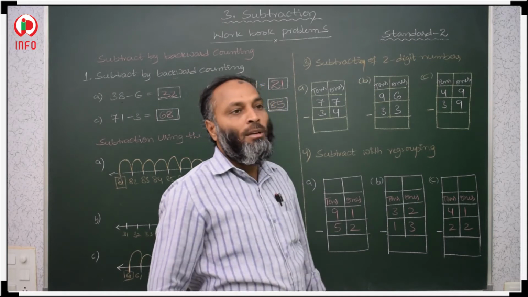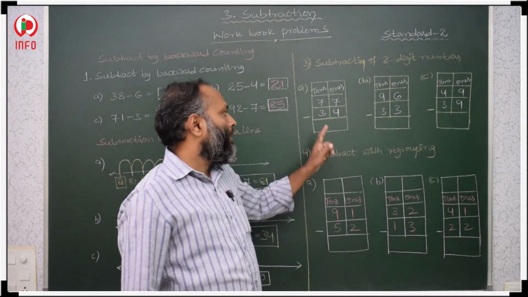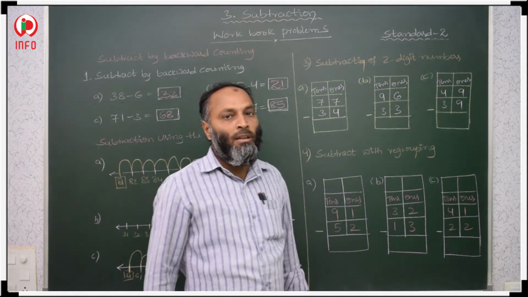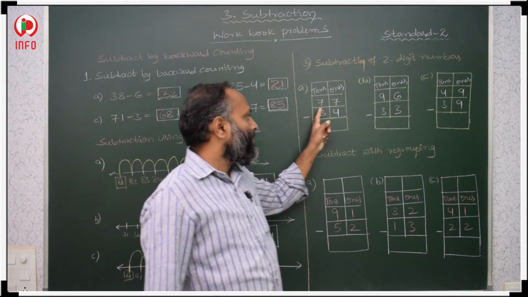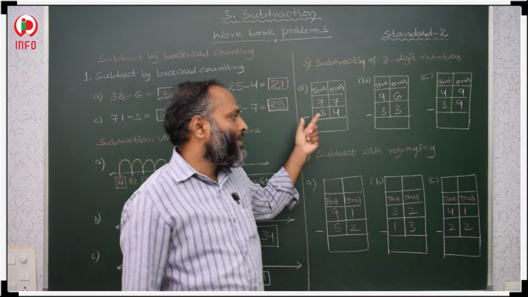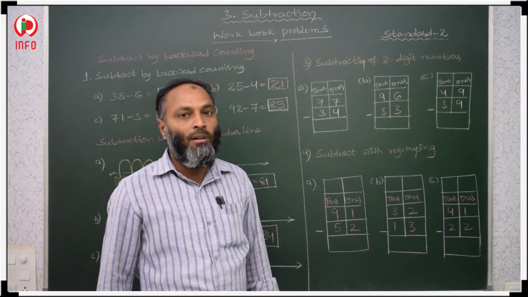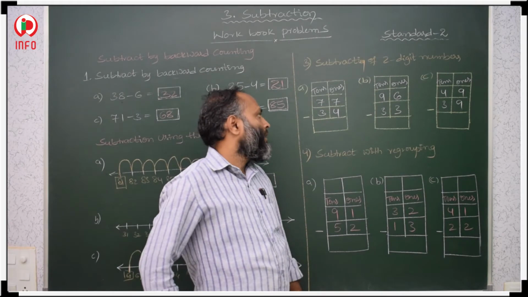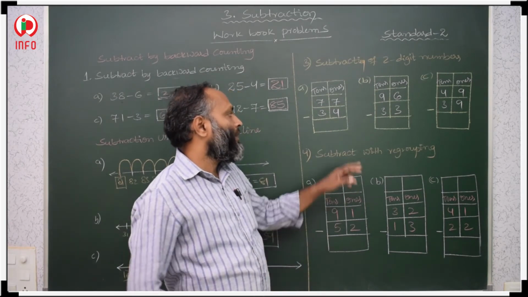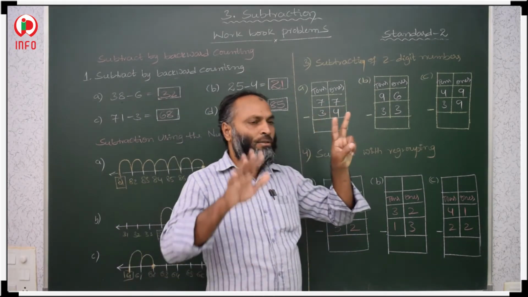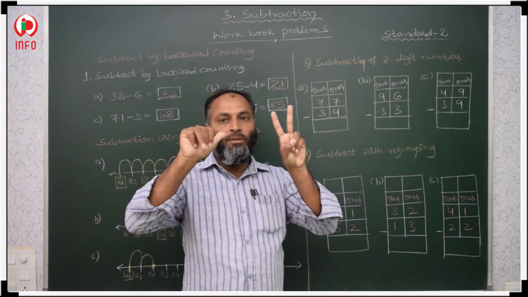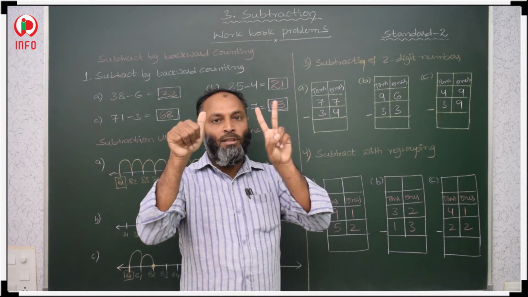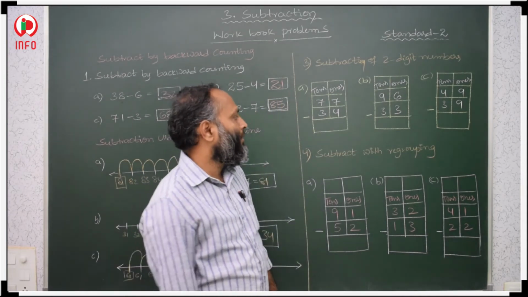Then subtraction of two-digit numbers. Three questions are given, and in these questions we have to subtract. First, second, and third. This is without regrouping. How do we do it? Here 7 is the total. 7 minus 4. How many left? 3. So that 3 we write here.